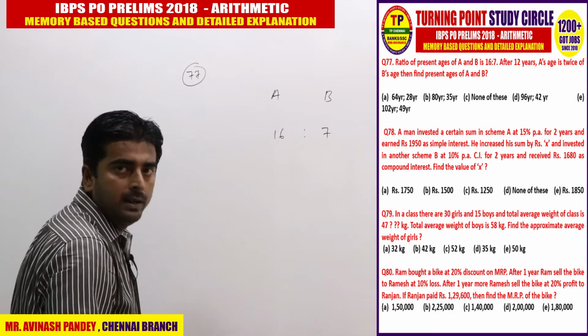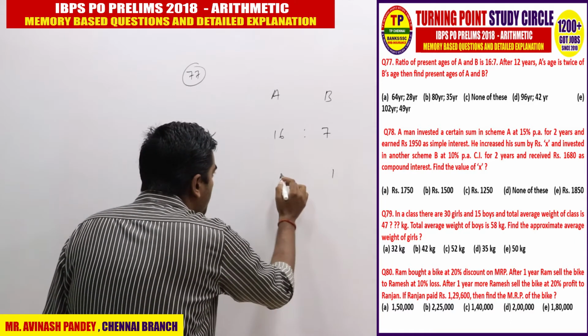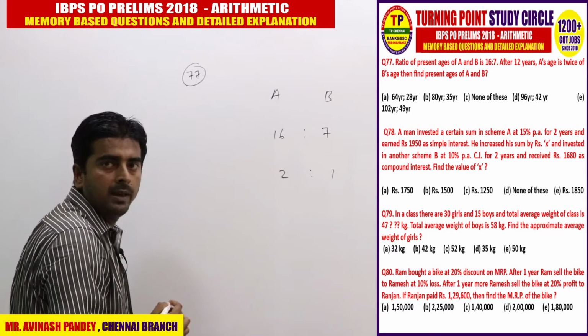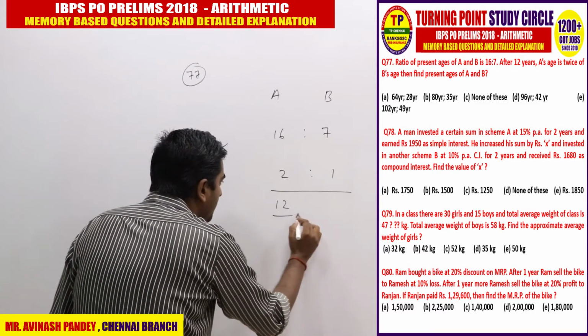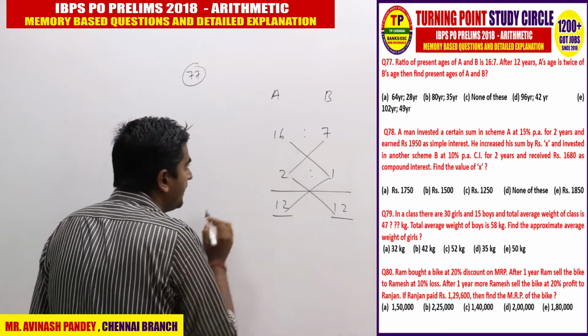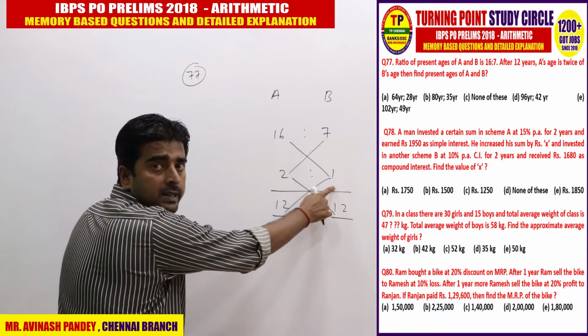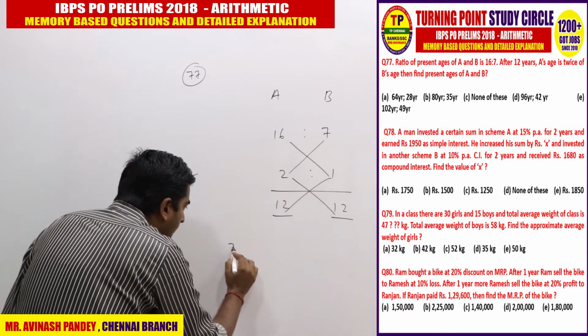Then after 12 years, A's age is twice of B's age. That means if B is 1, what about A? 2. So my ratio of A and B after 12 years is 2:1, right? After 12 years, right here 12, right here 12. Do cross multiplication, right? So what is 16 into 1? 16 minus 2 into 7, 14. 16 minus 14, 2 part, right?